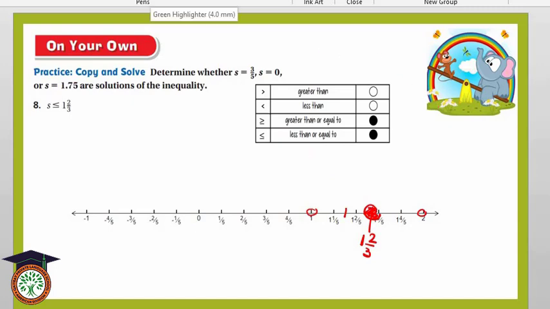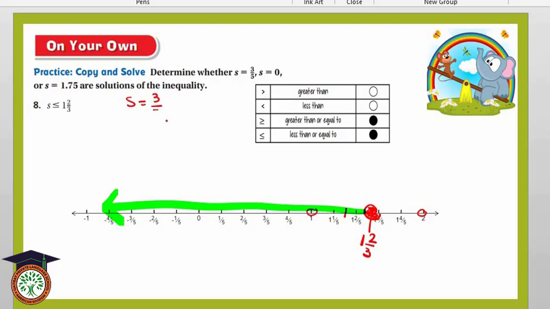Which part will I shade from the number line? To the left or to the right? Less than, so I will shade to the left. Less means left. Okay, now I need to check the points he told me. First of all, when S equals 3 over 5, where is 3 over 5? It's here. So is it a solution? Yes. Why? Because it's on my shaded part of the number line.